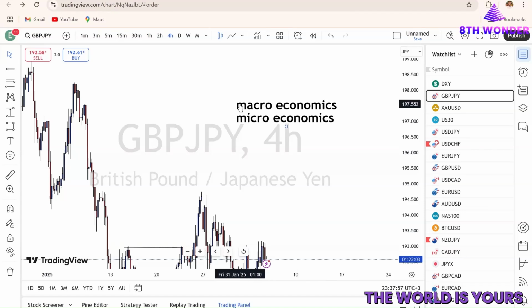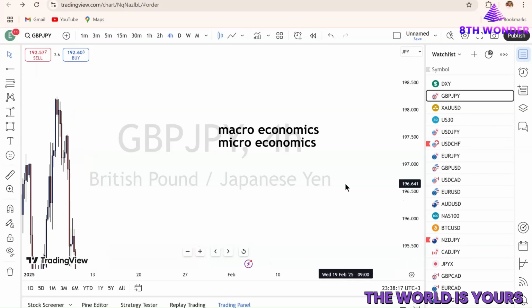This might be huge news like NFP, CPI, or maybe Trump is speaking, or maybe there's a war between Russia and Ukraine, Israel and Palestine. All those are macro events because they are big events that cause direct impact to a certain instrument like gold, like USD, like anything else. So these are called macro fundamentals.